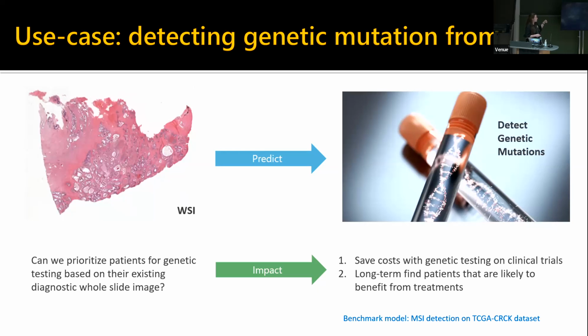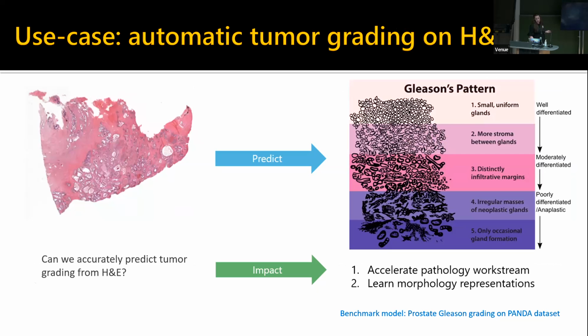And we are able to reproduce the Deep Smile paper that has been released in this field for a genetic mutation. And the other use case is automatic tumor grading. In this case, the dataset that we used is the PANDA dataset. This is a dataset for prostate cancer that has been released for a Kaggle challenge 2 or 3 years ago. It contains more than 11,000 slides, and it contains the Gleason grading that allows us to develop a pipeline for multi-class classification.